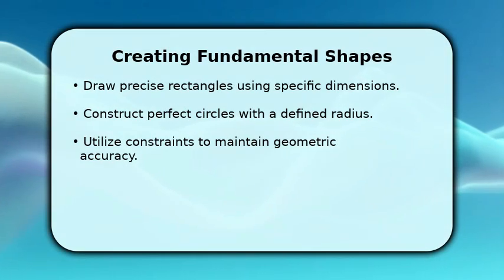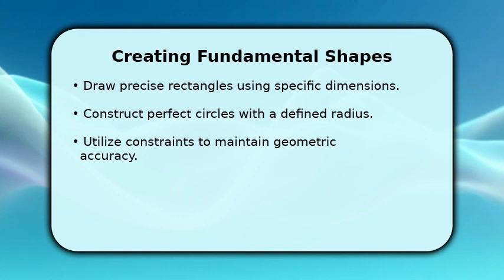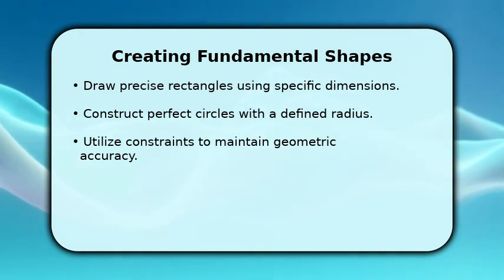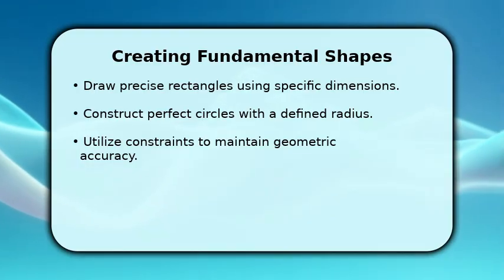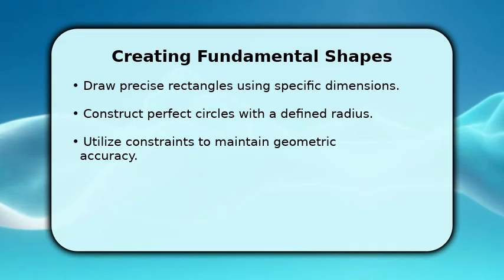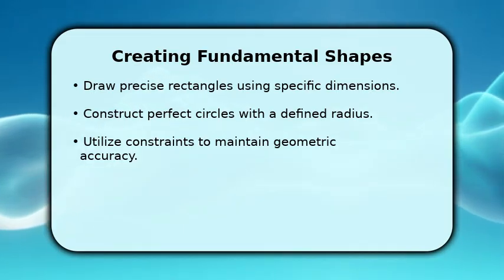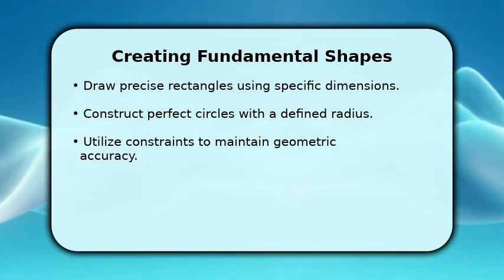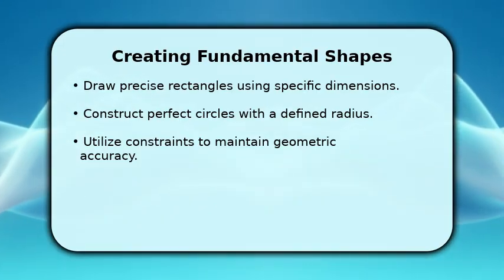Now, let's move on to creating fundamental shapes with precision. We'll demonstrate how to draw rectangles, specifying exact width and height values, perhaps 3 inches by 5 inches. Next, you'll learn to create circles, defining their radius or diameter for perfect symmetry. We'll also cover how to apply basic constraints, ensuring your shapes remain accurate and connected as you build your design. This step is crucial for clean, professional results.